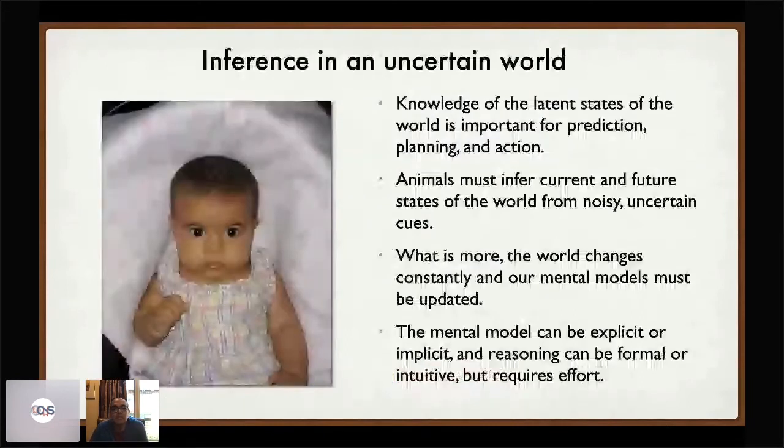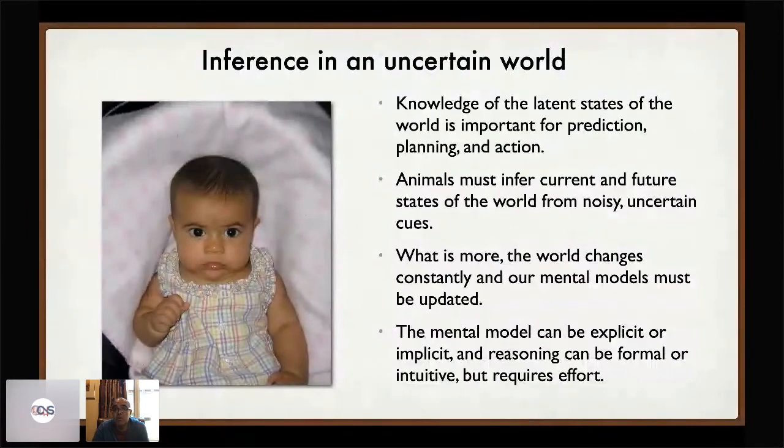Animals acting in the world constantly need knowledge of the latent states of the world. This is important for prediction, for planning, and for action. We're really ultimately interested in the underlying causes that are producing the phenomena around us. And for that, you need to know something about how to infer them. This inference, unfortunately, is always being done from noisy and uncertain cues. The data that we get is not always correct. It's a little bit off sometimes.